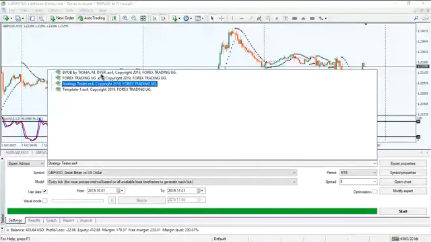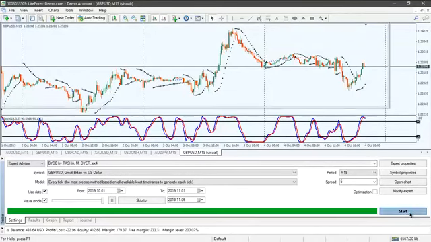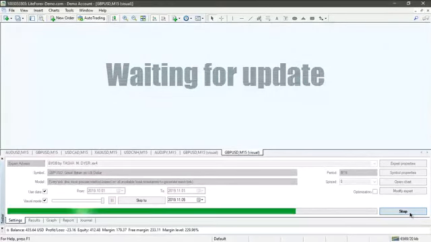Okay, so let's run this on the pound dollar, and we're starting with BYOB. I'm not going to run the visual mode. Okay, let me run the visual mode just to give you an idea of how these entries would take place. Let's just watch this.